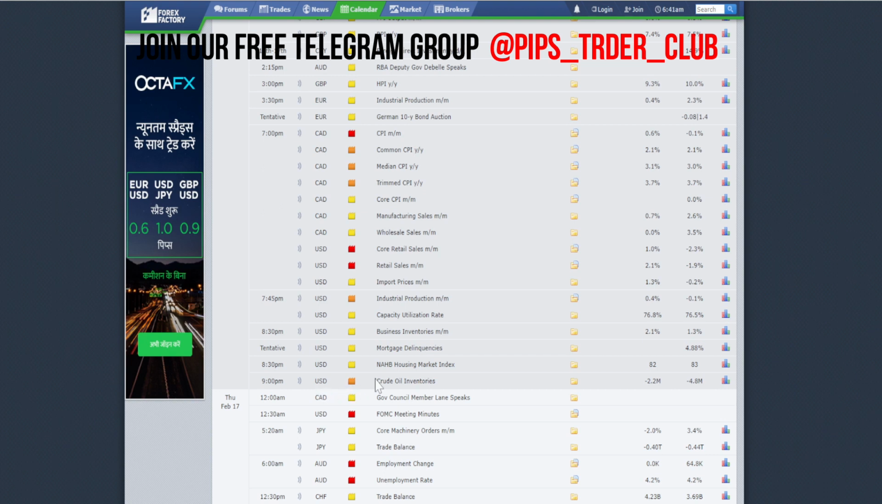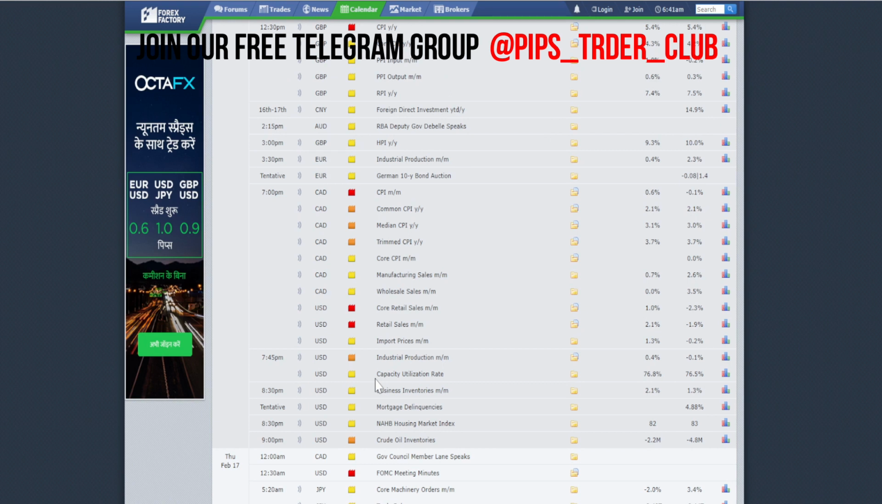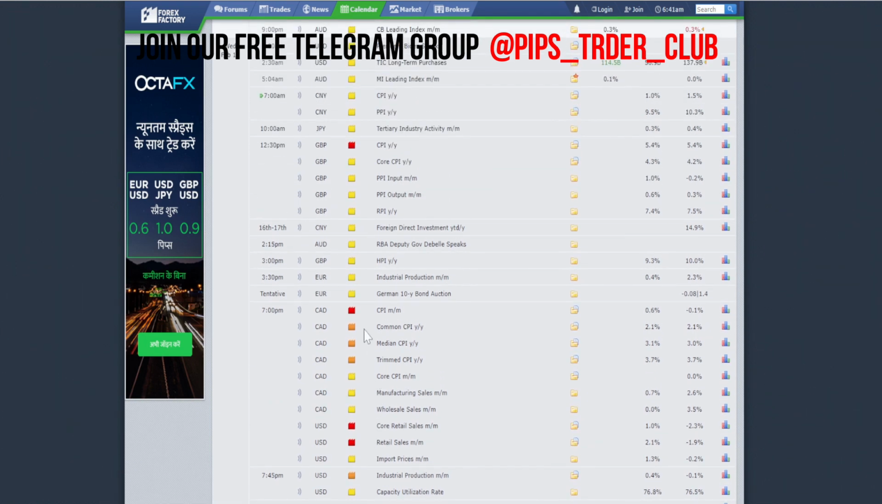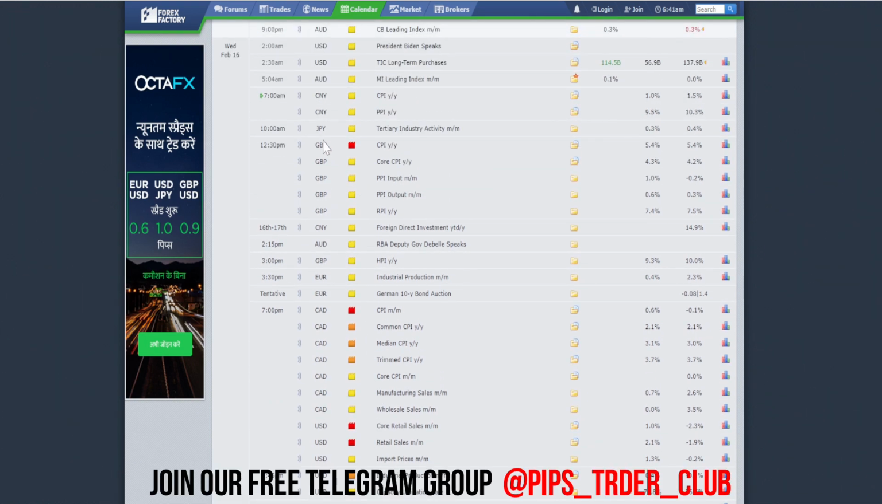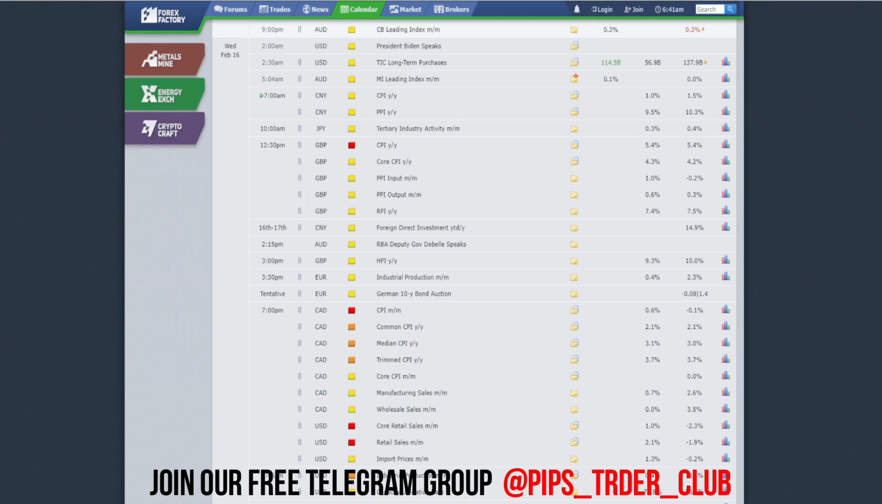So there are medium impacting news and high impacting news for US dollar, and we have high impacting news for British pound. So request you to plan your trades based on this news calendar. Don't enter the market on a wrong time. Let us look at dollar index.